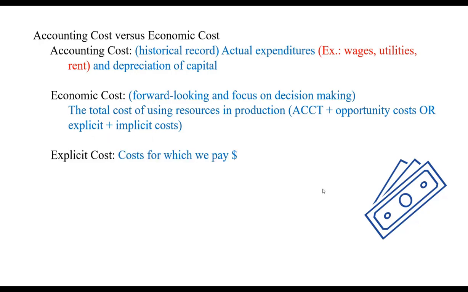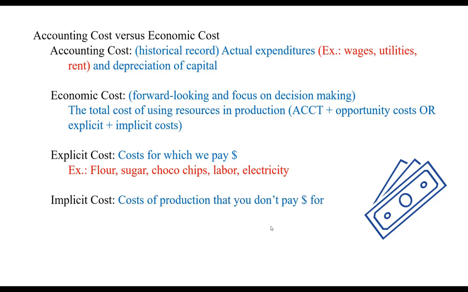Explicit costs are costs for which we actually lay out money. We write a check for this, or we pay cash for this, or it's directly withdrawn from our account. This includes things like flour, sugar, chocolate chips, labor, electricity, if we're thinking about our Hungry Helen's cookie factory again. Implicit costs are the costs of production for which you don't actually lay out any money, but they involve instead opportunity costs.